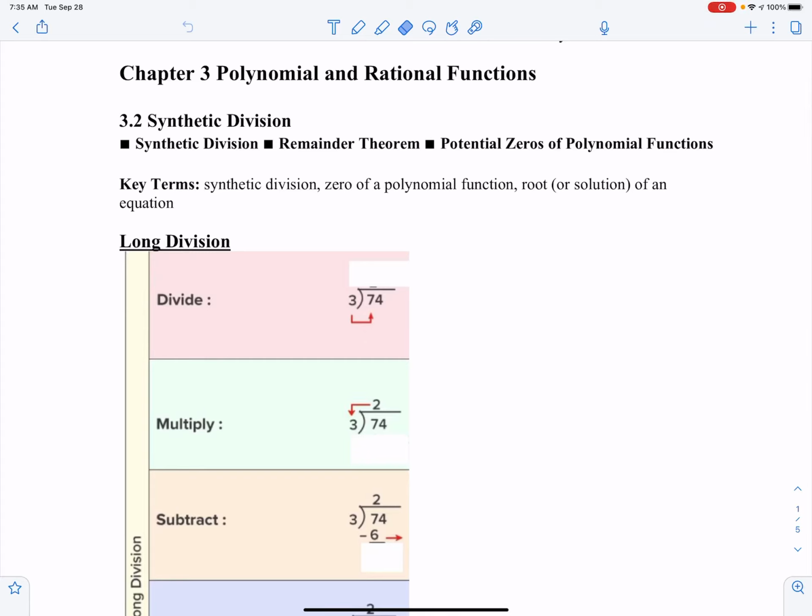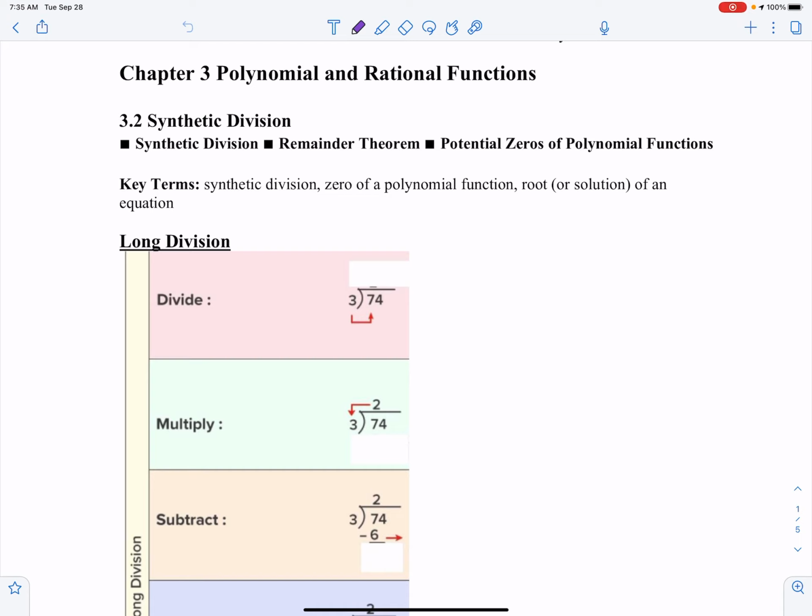This is section 3.2 where we're going to introduce to you what's called synthetic division. Before I do this, I'd like to talk about long division and the process that you might have used back in maybe, let's say, third grade. And so we know that the very first step we're going to do is divide. You would have asked yourself in third grade, how many times does 3 go into 7?